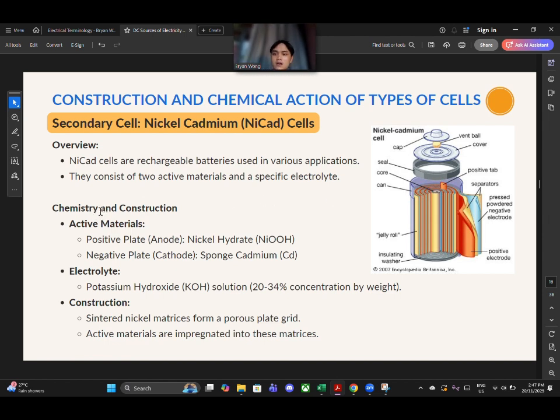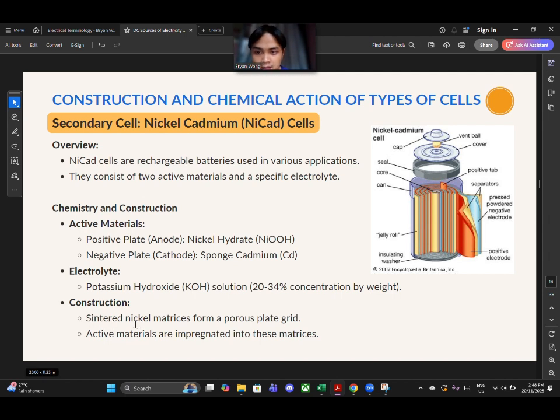The chemistry and construction of a nickel cadmium cell: the active materials are the positive plate, known as the anode, made of nickel hydrate, and the negative plate, known as the cathode, made of sponge cadmium. The electrolyte used in the nickel cadmium cell is potassium hydroxide solution, usually 20 to 34% concentration by weight.